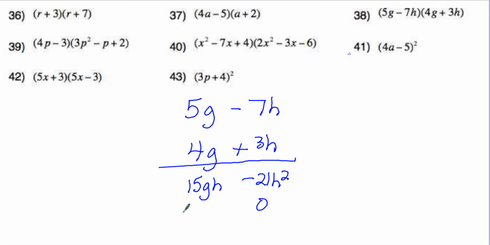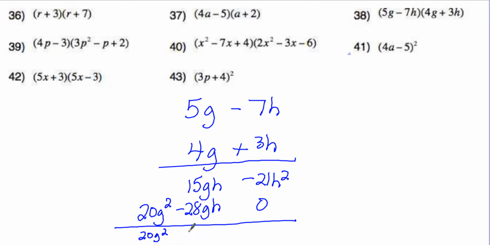So 4g times negative 7h is negative 28gh. And notice these all line up for us. Nice. And then 4g times 5g is 20g squared. So we've multiplied everything. Now I just add down. So I get 20g squared minus 13gh minus 21h squared. Okay, so that's what you should have gotten. Again, no matter which way you did it, that is your answer for number 38.